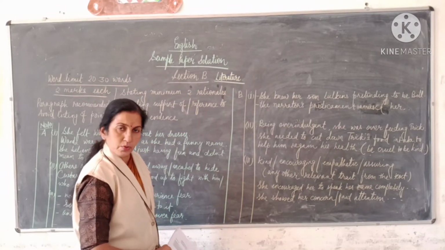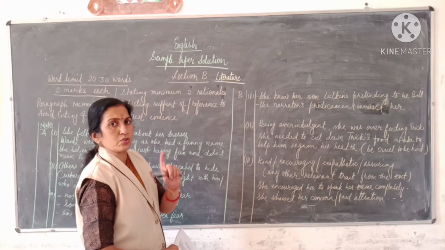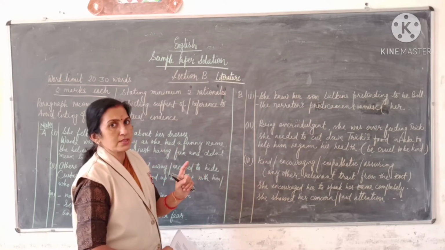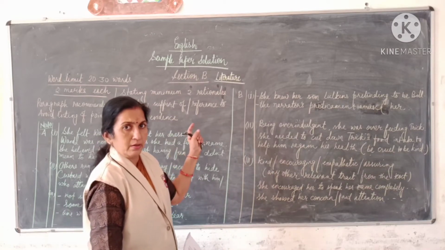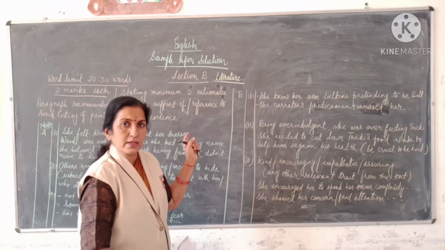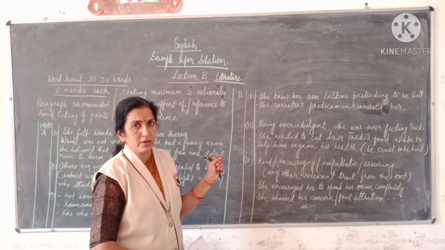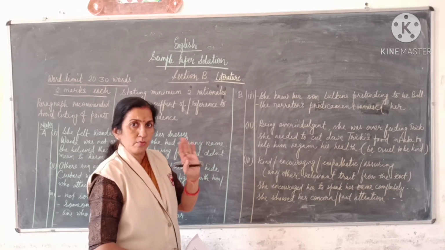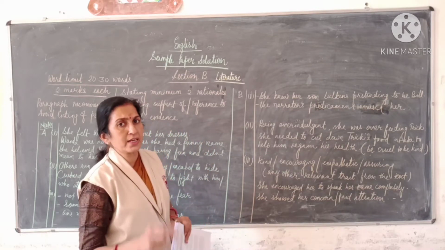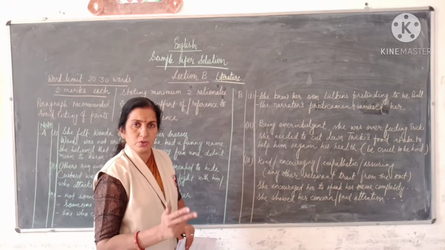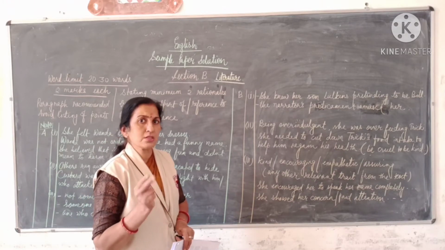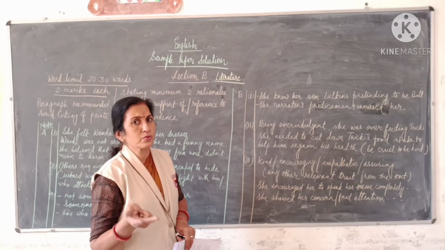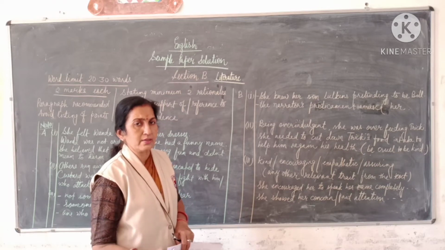Already I told you about the question pattern. Your extractions will be in Section A and question answers will be in Section B. You will get 2 marks questions, 3 marks questions and 5 marks questions, both from First Flight and Footprints Without Feet. 2 questions you have to attempt. 3 marks questions and 5 marks questions you will get the same way.